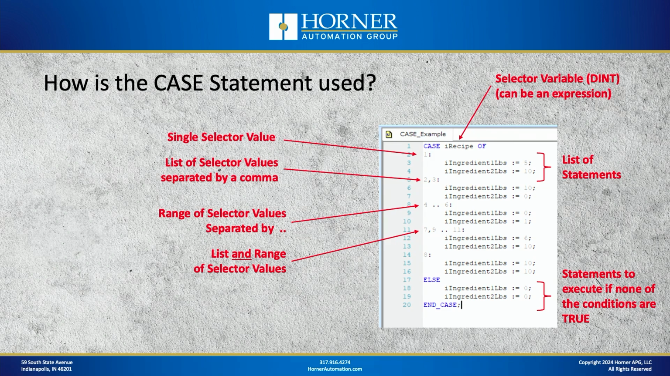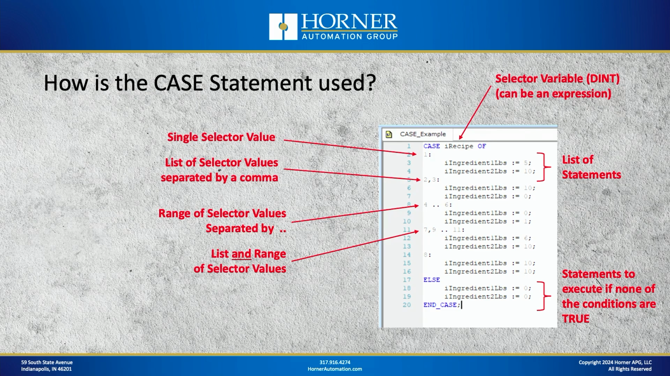And then in the lines following that, basically what you have are selector values followed by a colon. Now, if it's just a single selector value, the value of that double integer, then you just put that number followed by the colon. And then of course, to the right there, you can see the list of statements that'll be executed for that case.